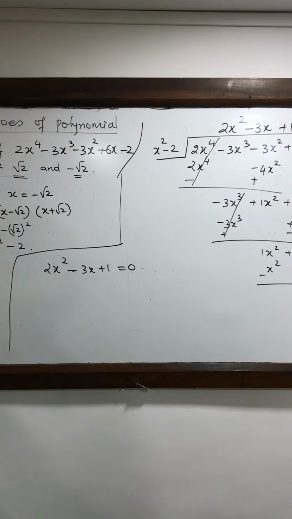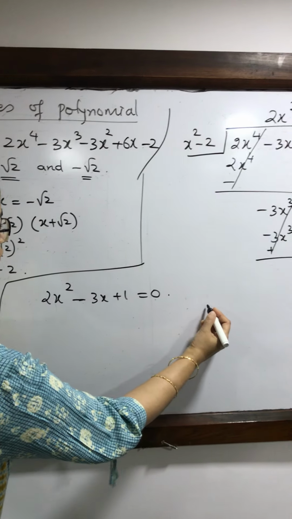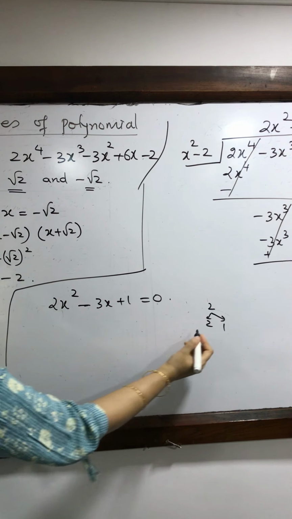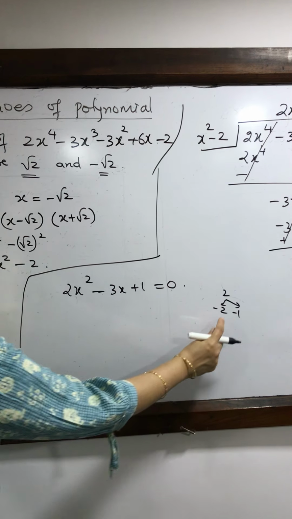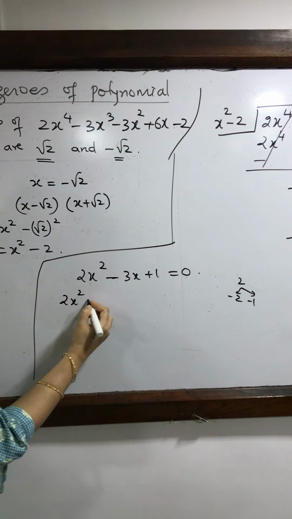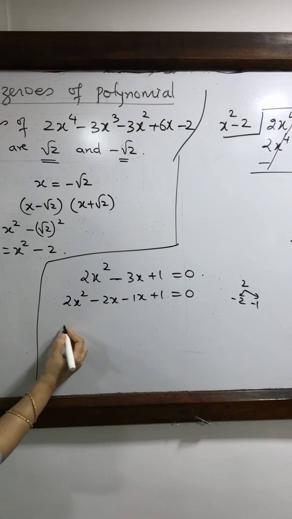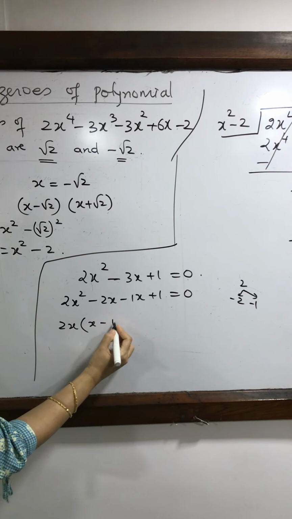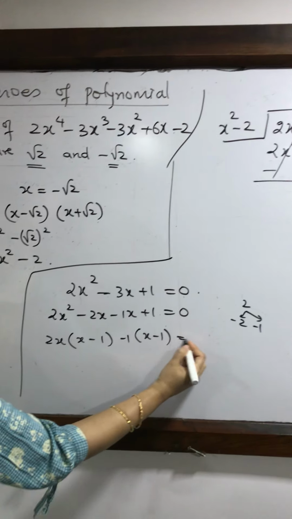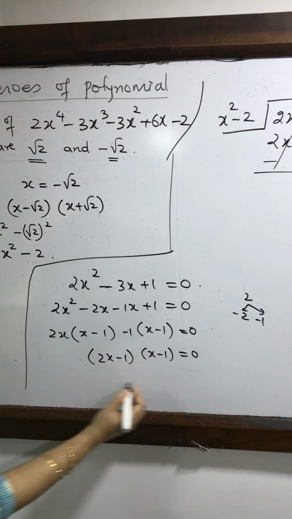And factorize this by splitting the middle term. So we multiply 2 into 1, and factors of 2 are 2 and 1. Since we want minus 3, both these terms are negative. The product of these two negative terms is plus 2. So we can factorize it by splitting the middle term and finding the factors. Taking common 2x, this is x minus 1. These are the factors. To get minus 1x, I write 1 here. So this is 2x minus 1, x minus 1 are the factors.